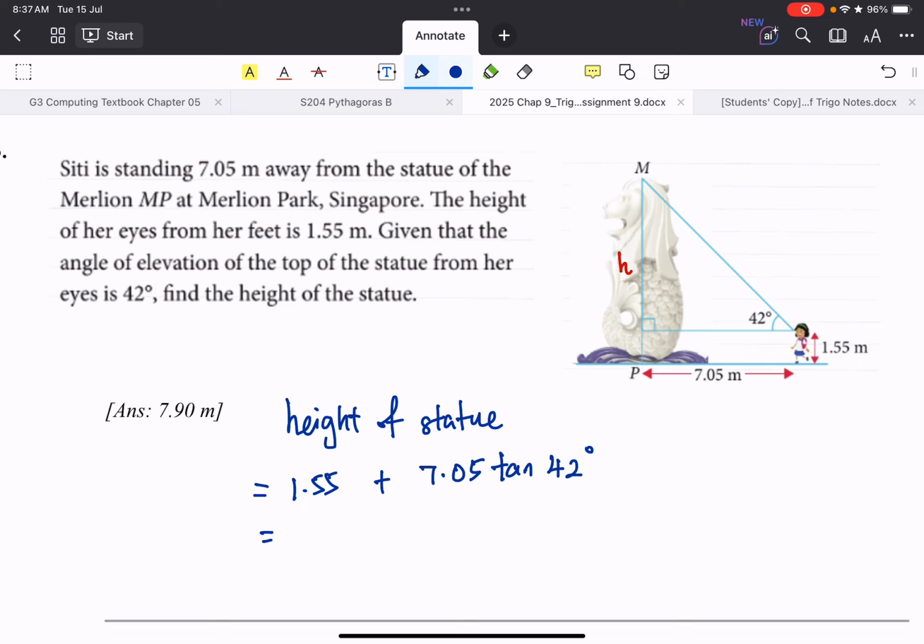So with a bit of practice, this is something that you should be able to achieve after a while. So tangent 42 multiplied by 7.05 plus 1.55 is 7.897848 and so on. So rounded off to 3 significant figures, you do get 7.90 meters. There, 3 significant figures.